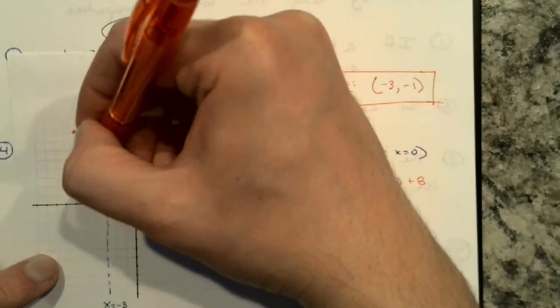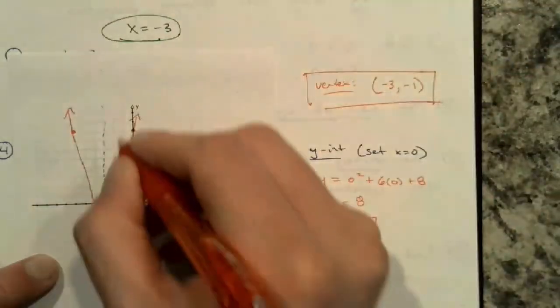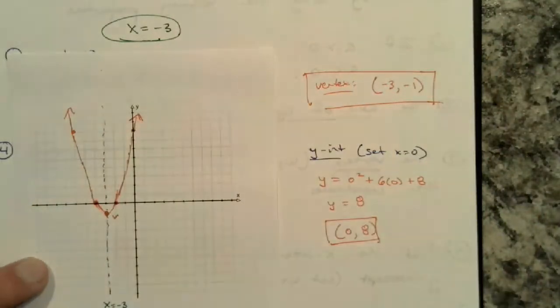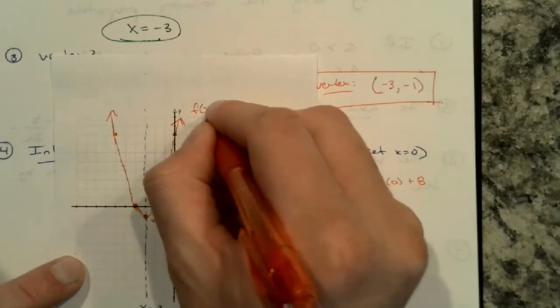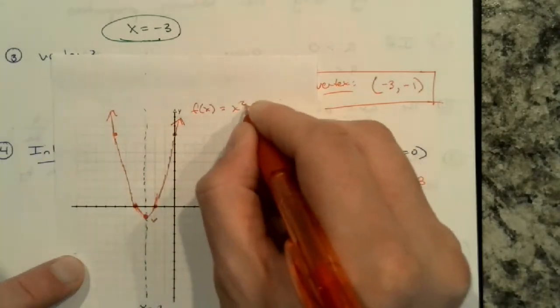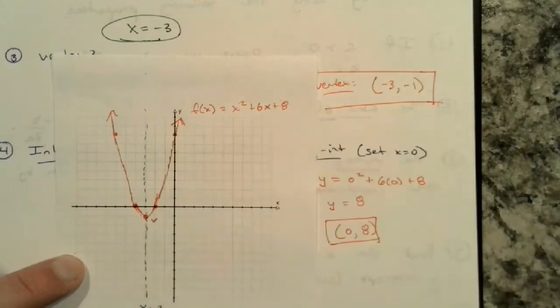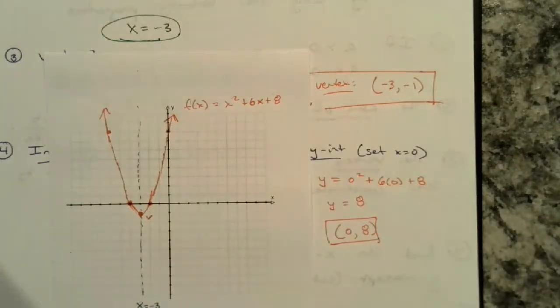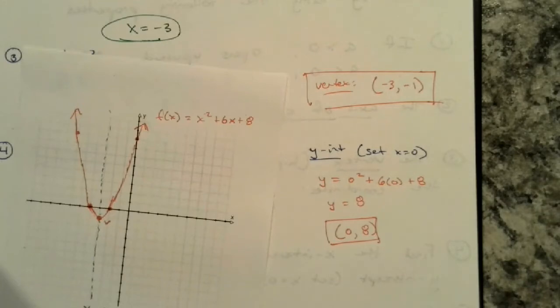You may have learned to do this just by plotting points in the past. You want to make sure that you understand how to graph using this equation. And then we can label our parabola f of x equals x squared plus 6x plus 8. So we use the properties to help us graph that parabola. Remember, it's a smooth curve. It doesn't come to a point. But understanding how to graph parabolas is an important topic throughout math.